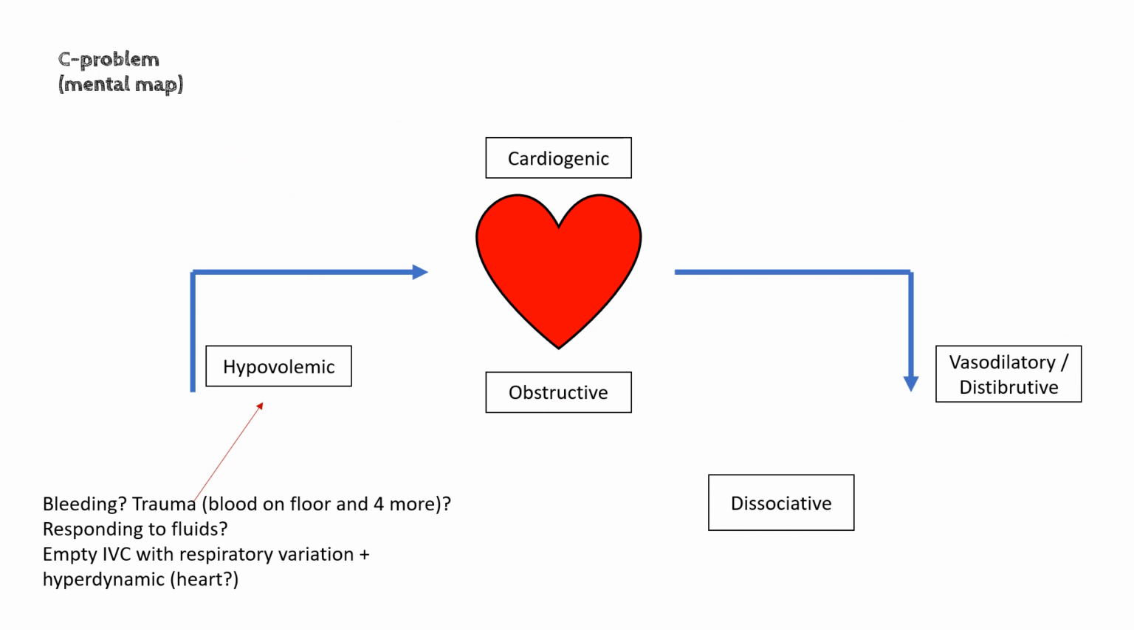If you have someone who's in shock, remember, you usually have more than just one cause. This is Hickam's dictum, and not Occam's razor, when it comes to the critically ill patient with shock. So hypovolemic: could it be bleeding? Is it trauma? Are they responding to fluid or not? Do they have an empty IVC with respiratory variation and a hyperdynamic heart? Or how much data do I have to say that they're hypovolemic, have they been vomiting, and so on and so forth? Arrhythmias, like cardiogenic shock: do they have any obvious signs of problems with the heart on ECG or POCUS?